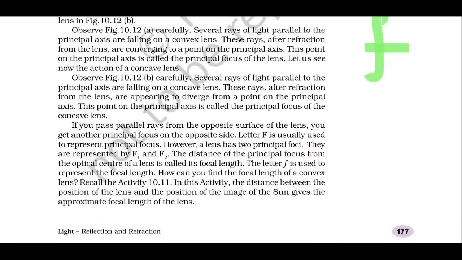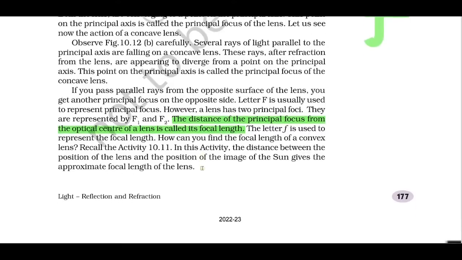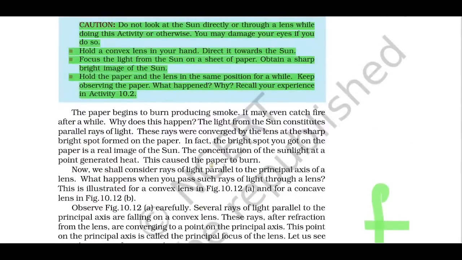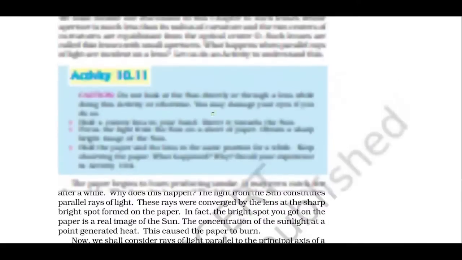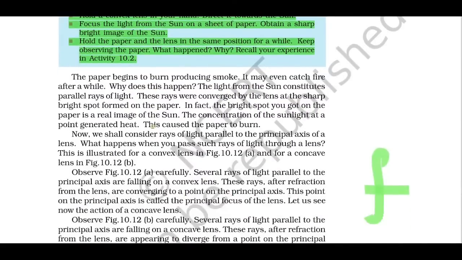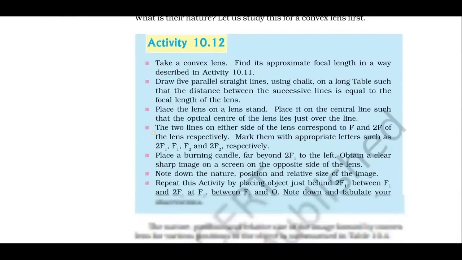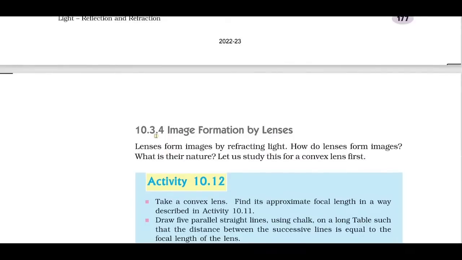So all the rays which converge at a point in a lens is called as what? Principal focus. The distance between the principal focus and the optic center is called as what? Focal length. Here is an activity or experiment to find out the focal length of the convex lens. So please do read this experiment to find out the focal length of a convex lens by using a suitable experiment. Now we will see the image formation by the lenses, that is spherical lens.